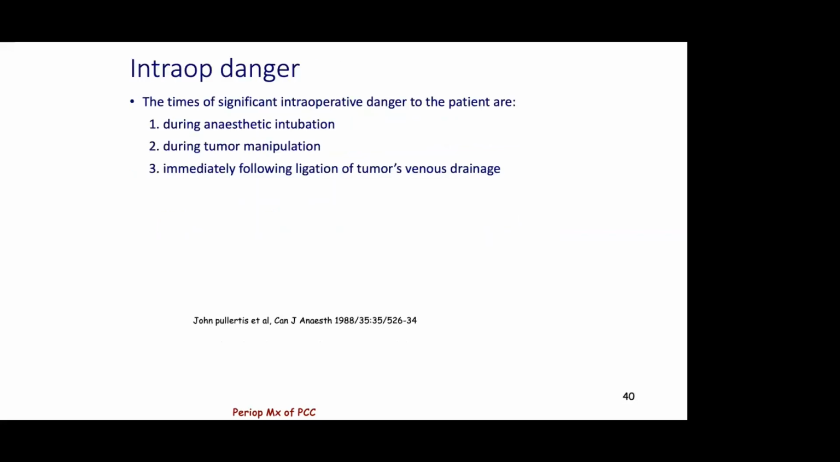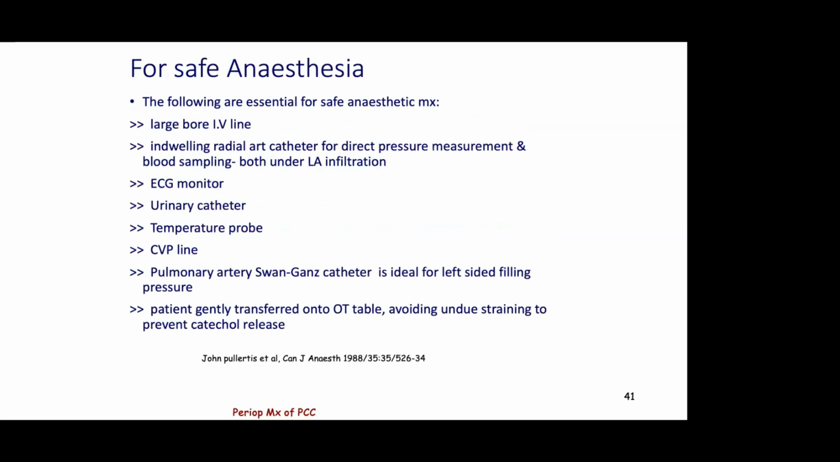So intraoperatively, the danger timings are 3. Number 1 is during intubation, the other is during tumor manipulation, the third is just after the tumor adrenal vein ligation. So for a safe anesthesia protocol, there should be large bore IV lines, a central line, arterial catheter, ECG monitoring, urinary catheter, of course, and a pulmonary artery catheter is not generally used, though it is mentioned. And the patient should be handled without any rush and no undue straining.